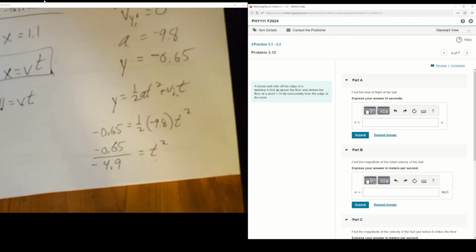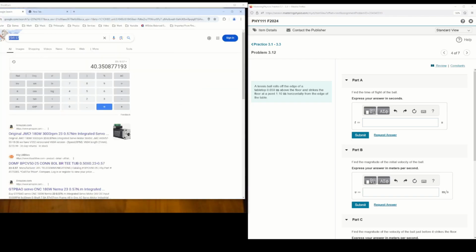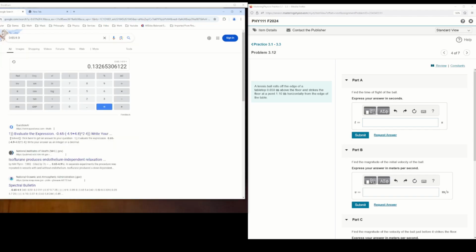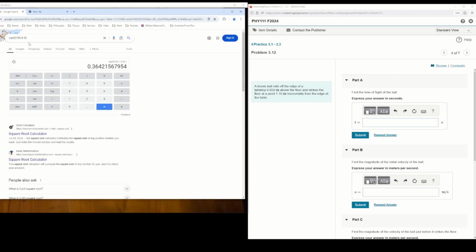So let me check that out really quick. We got 0.65 divided by 4.9. Oh, actually, I need to take the square root of that, though, because t is squared. And we get 0.36. So our time here is 0.36. And I'm just going to take it to 2 decimal places and just type that number in.